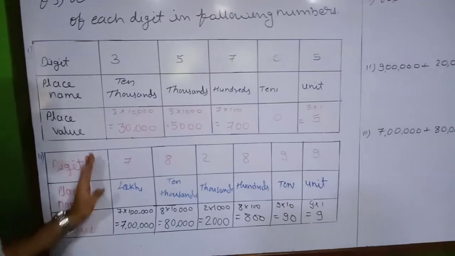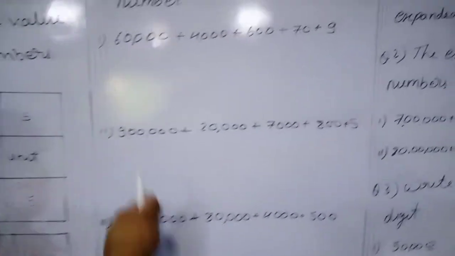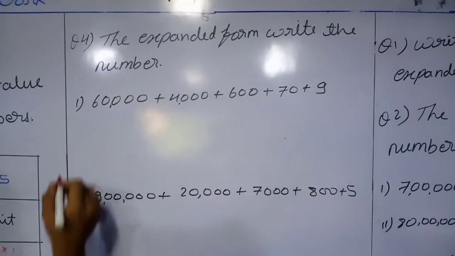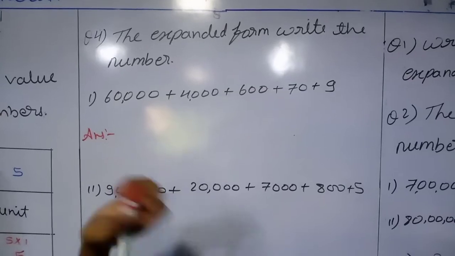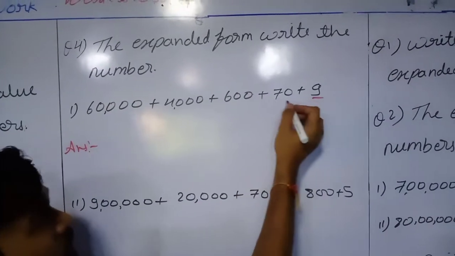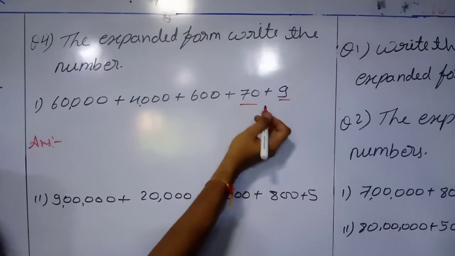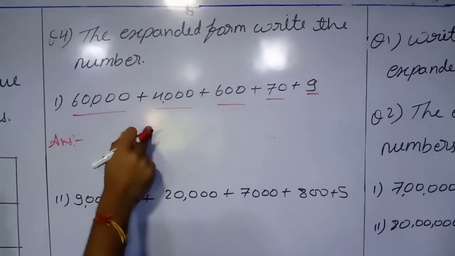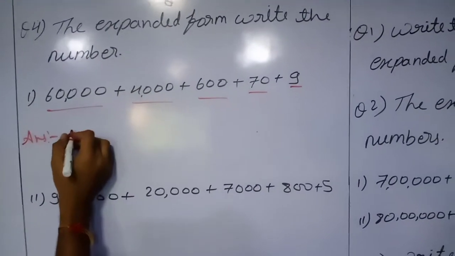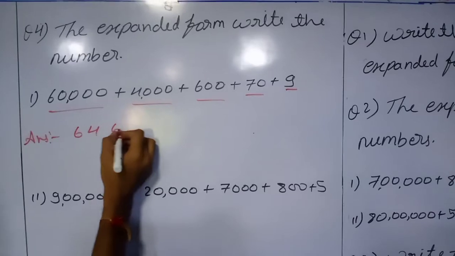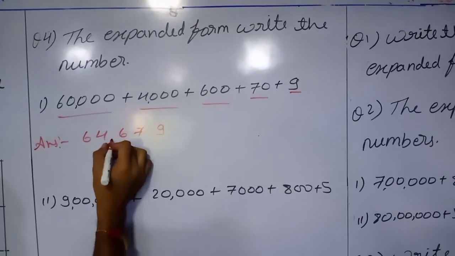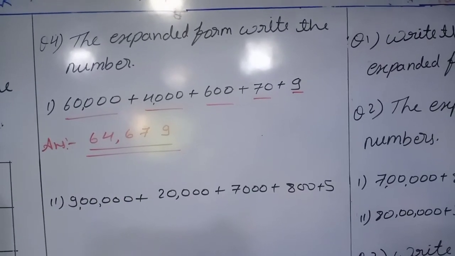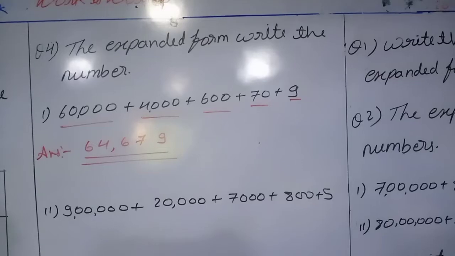Now question number 4, the expanded form: write the number. Here we have the expanded form and here we are going to write the numbers. First just check it. Unit, tens, 100, 1000, 10,000. If there is no gap, just write down all the digits 6, 4, 6, 7, 9 and put the comma. So we got the answer 64,679.